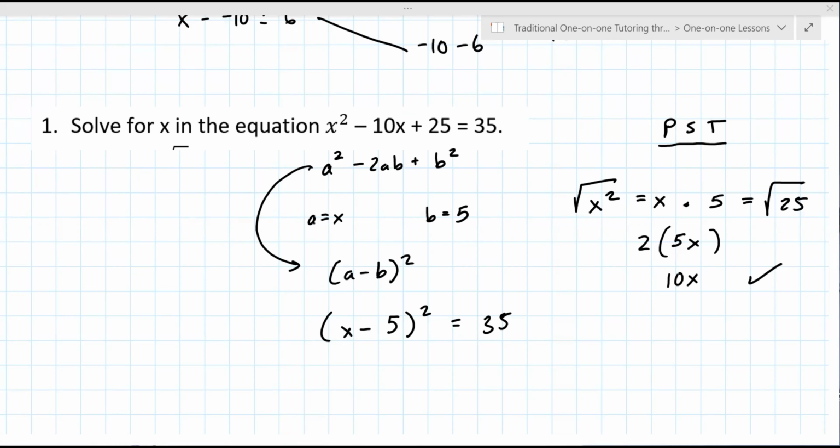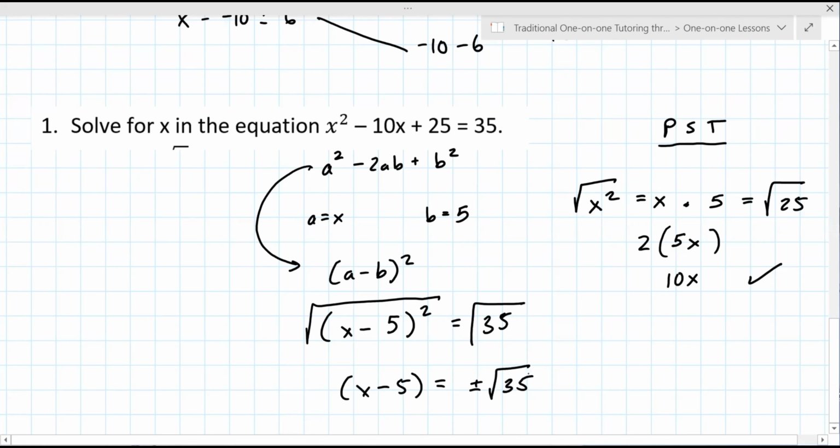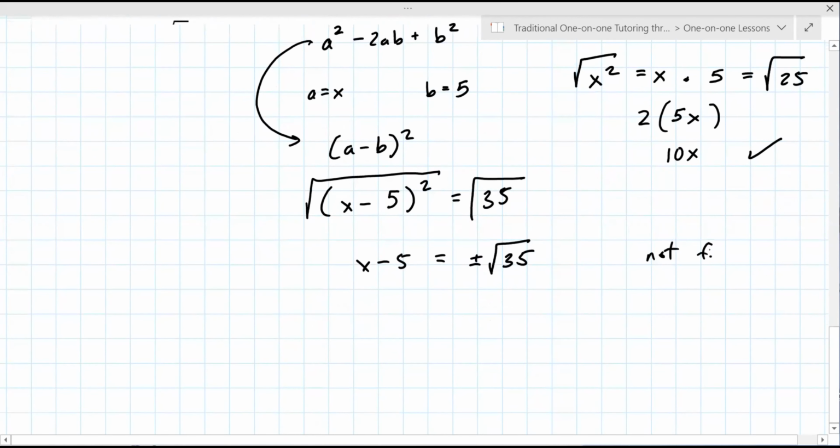Okay, so now we take a square root of both sides. So you get x minus 5 equals plus or minus the square root of 35. So this time the square root of 35 is not a known value. It's not friendly. And what I mean by that is it doesn't reduce. So you just leave it. Okay, and then you add 5 to both sides. So you're going to add 5 to the left, add 5 to the right. So x equals 5 plus or minus the square root of 35.